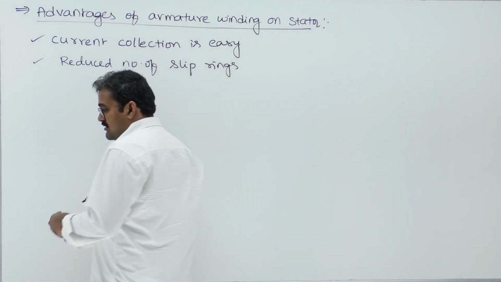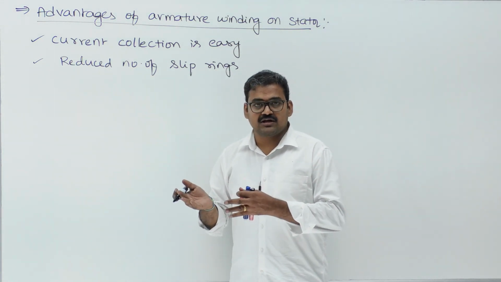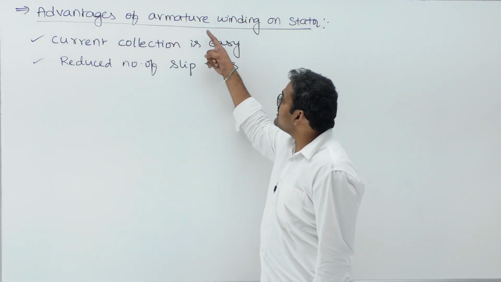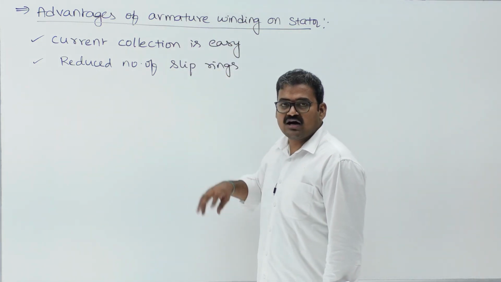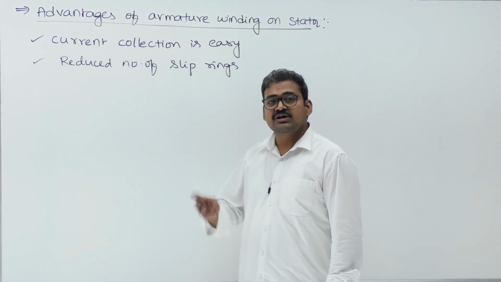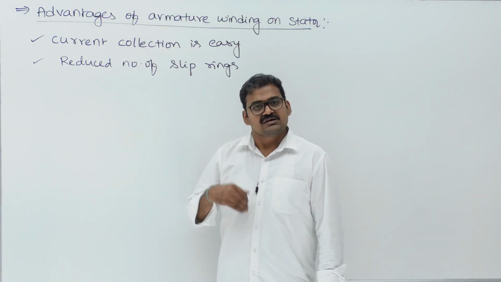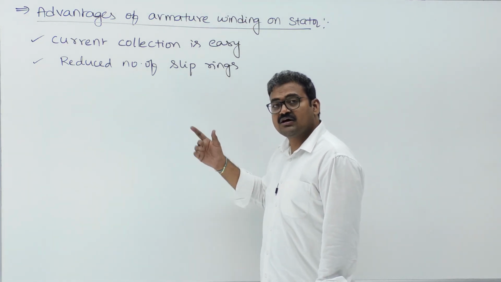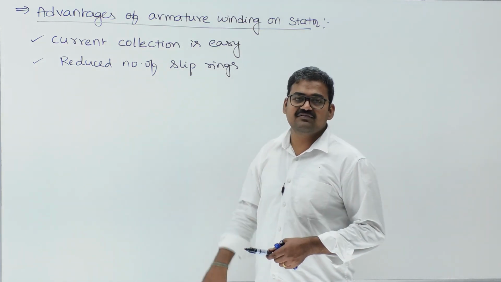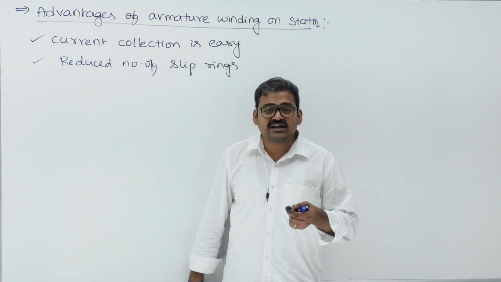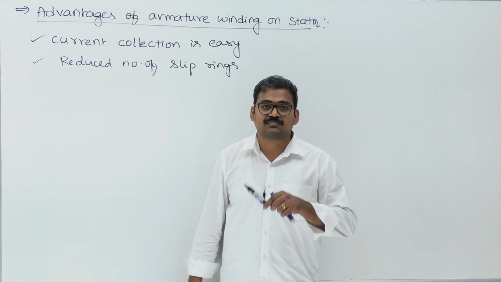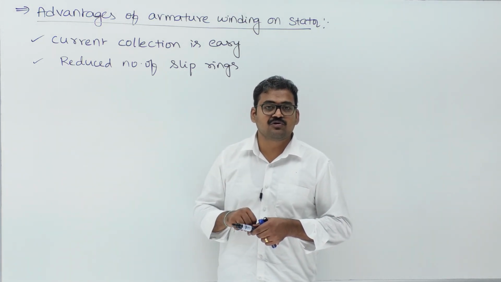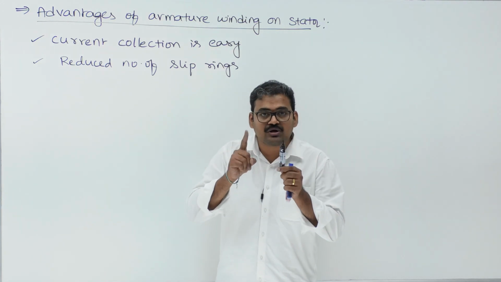Whether you keep armature winding on stator or rotor, slip rings are must and should. Suppose if armature winding is on rotor, as armature winding is a 3-phase winding, you need 3 slip rings. Suppose if armature winding is on stator, who will be on rotor? Field winding will be on rotor. And we are exciting field winding with which supply? DC supply. And DC supply will have only 2 terminals, positive and negative. Therefore, the number of slip rings are only 2 now.